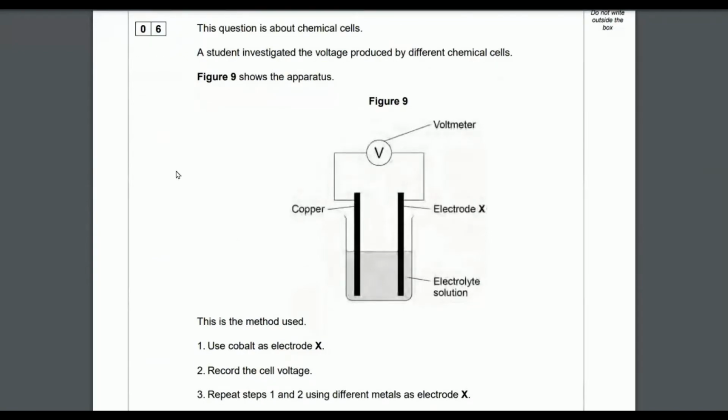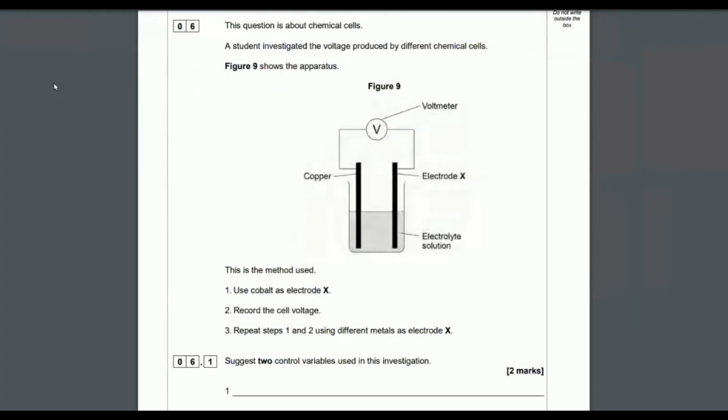This question is about chemical cells. A student investigated the voltage produced by different chemical cells. Figure 9 shows the apparatus. So we have a voltmeter, electrode X, a copper electrode, and electrolyte solution. This is the method used. Use cobalt as electrode X, record the cell voltage, repeat steps 1 and 2 using different metals as electrode X. Suggest 2 control variables used in this investigation.